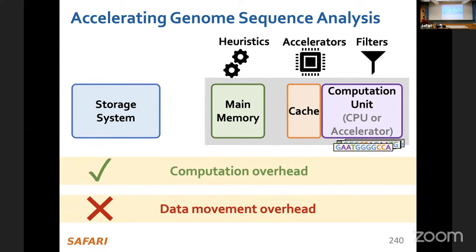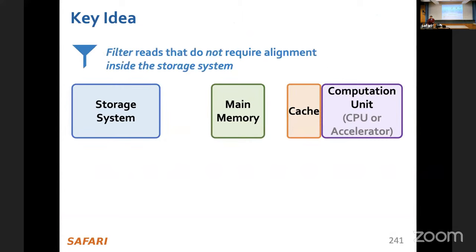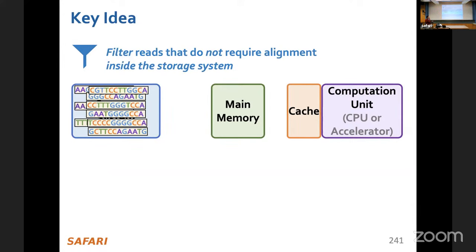This means that you still need to move this data from here to your, let's say, computation unit, which means that you need to pay this cost of data movement, which is the latency and also the energy costs. So essentially the key idea that we have in GenStore is: how can we somehow filter some reads so that they don't even move from the storage system, and we only move the ones that need to move, right? So that we can minimize this cost.